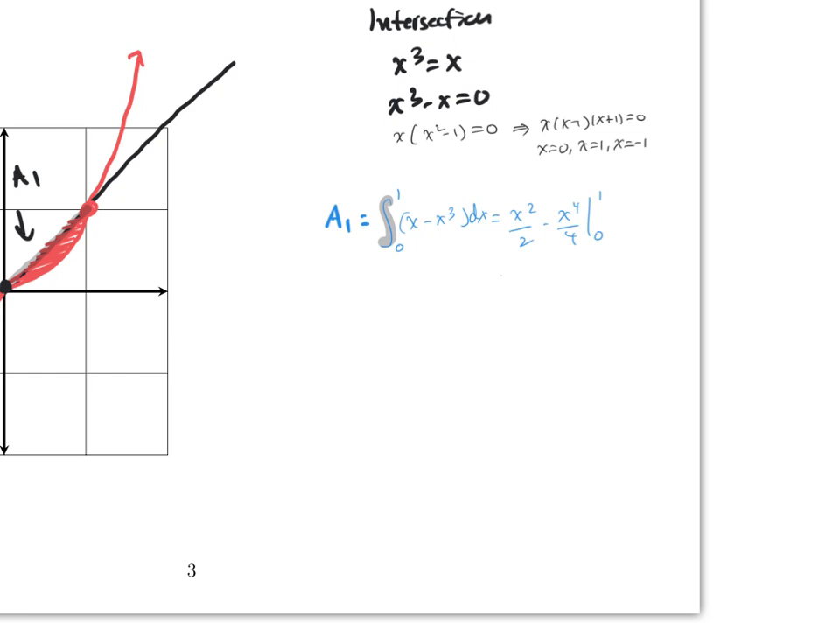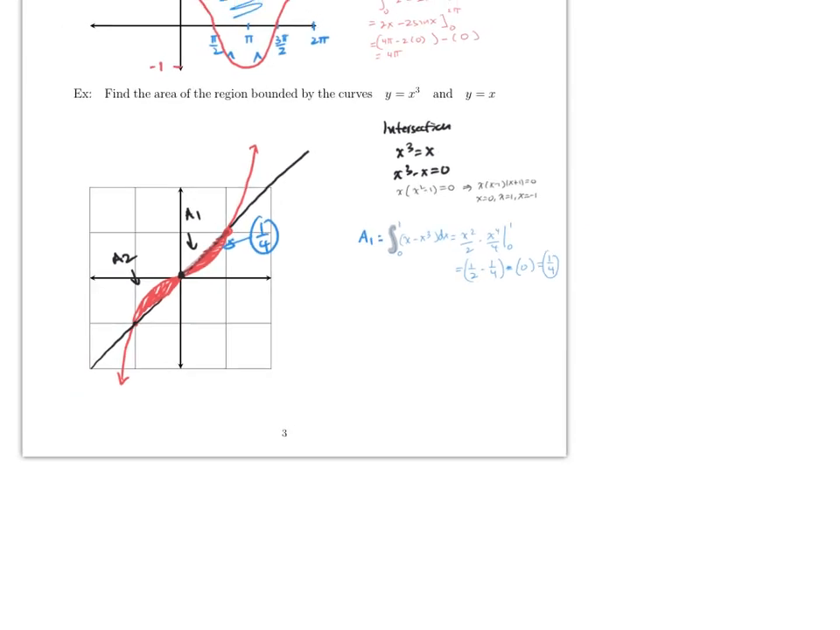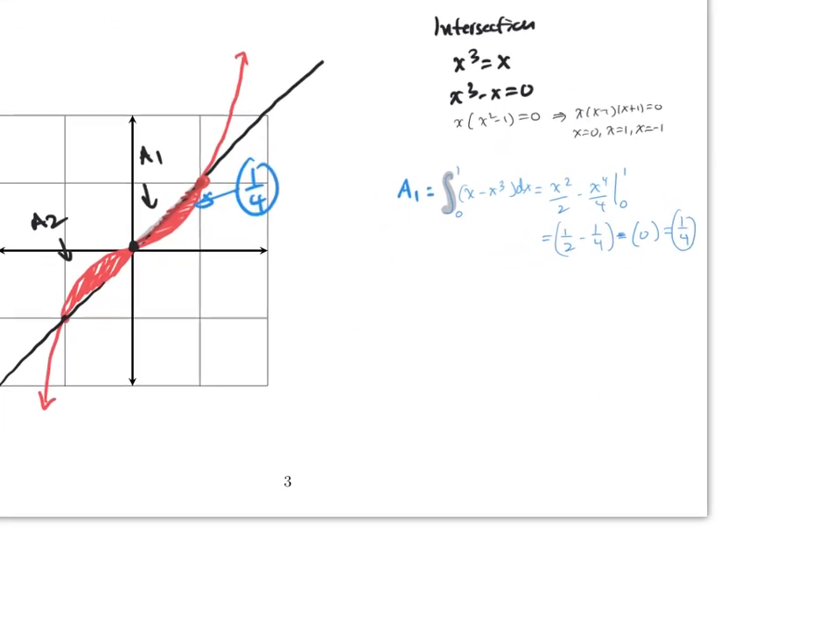And you can check that this is equal to just 1/2 minus 1/4 minus 0. So this is just 1/4. So that's the top area. So this is equal to 1/4. Now you look closely at this. These are symmetrical. I didn't draw the best picture, but this and this area are supposed to be the same. This is the top, this is the bottom. So notice what happens next.